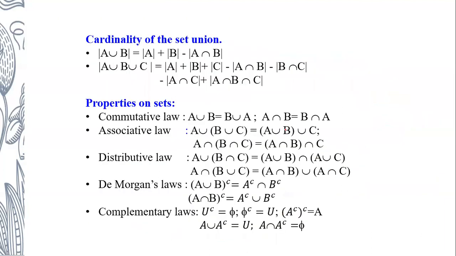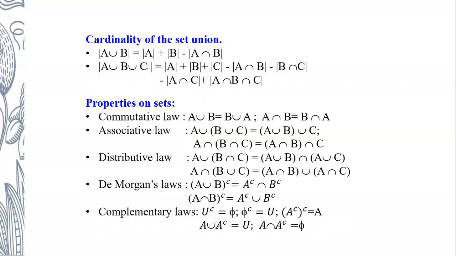Now, finally, coming to the cardinality of a union. What do you mean by cardinality? That means how to evaluate the number of elements in the union of two sets. So how to find that? The modulus of A union B, the number of elements in A union B. There is a formula by the principle of inclusion and exclusion: number of elements in A plus number of elements in B, adding, and then subtract the number of elements in A intersection B.